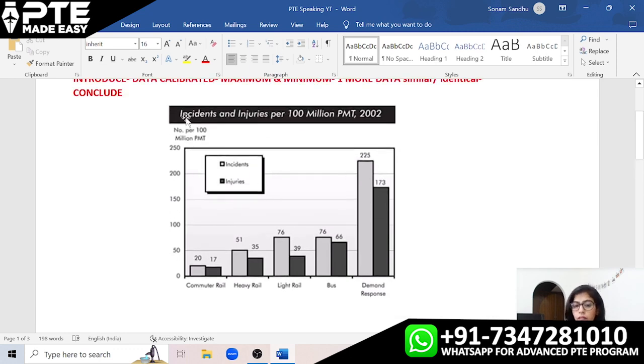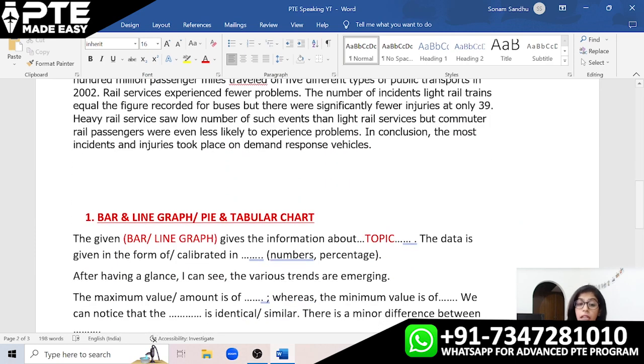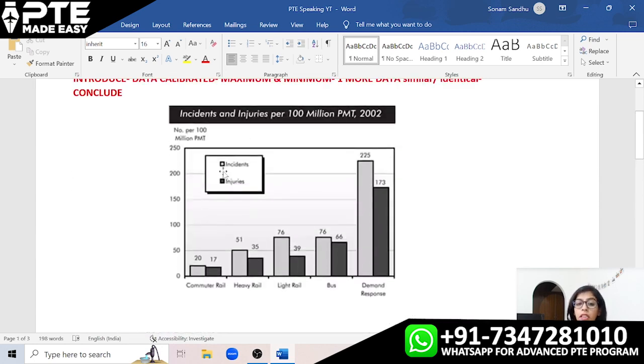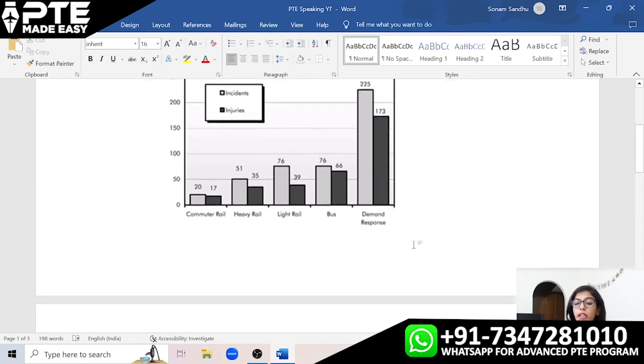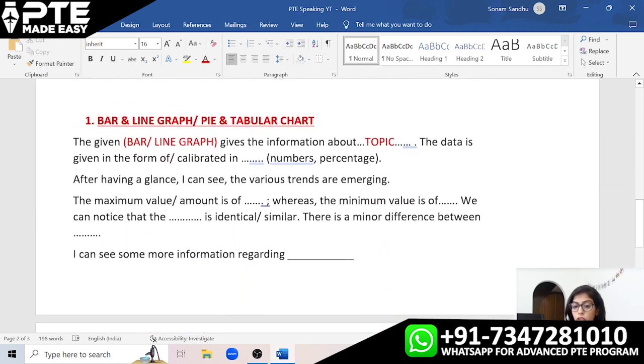So here we have gotten to know what they are explaining, but how can we speak on this easily in 25 seconds? We can simply say: the given bar graph gives the information about the number of incidents and injuries that took place per 100 million passenger miles traveled in the year 2002. Fill in the blank: in the year 2002.